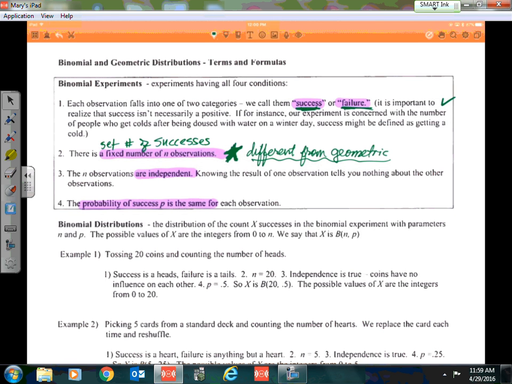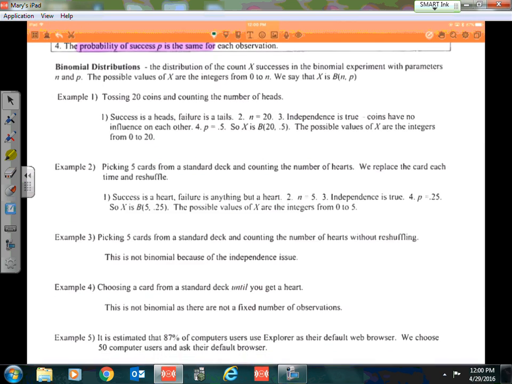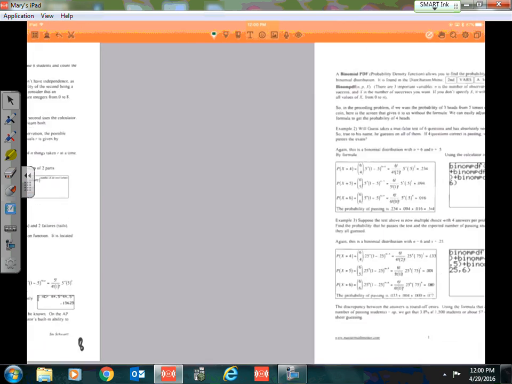For example, I might say, what's the probability that exactly 7 of the next 15 cars have the driver wearing their seatbelt? Okay, so it's a set number of successes out of a set number of observations. That's binomial. That differs from geometric. Do you know how that's different than geometric?